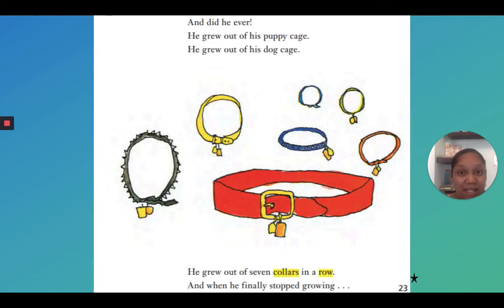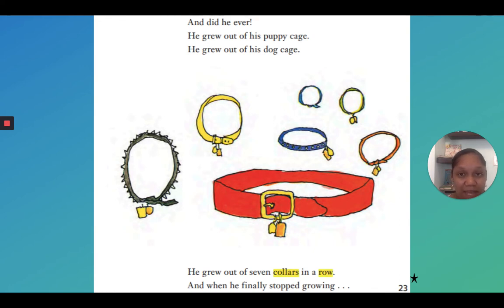And did he ever? He grew out of his puppy cage. He grew out of his dog cage. He grew out of 7 collars in a row. And when he finally stopped growing, so at this point, how has Mudge changed over time?